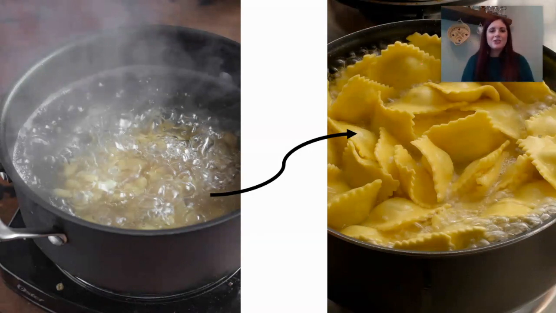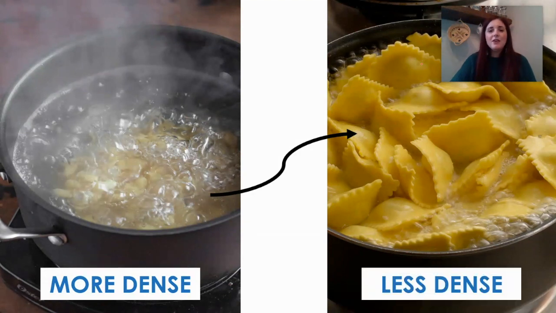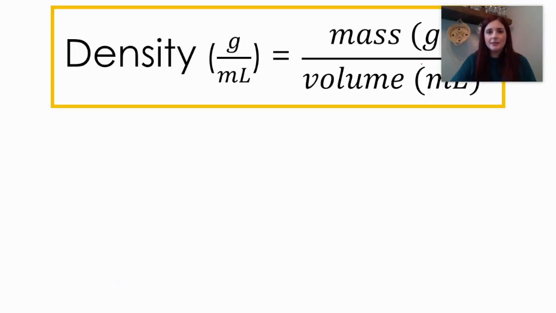So another application of density in the kitchen deals with making raviolis. So these are more dense, the ones that are not cooked yet, and they are less dense when they float to the top. And we can calculate density.